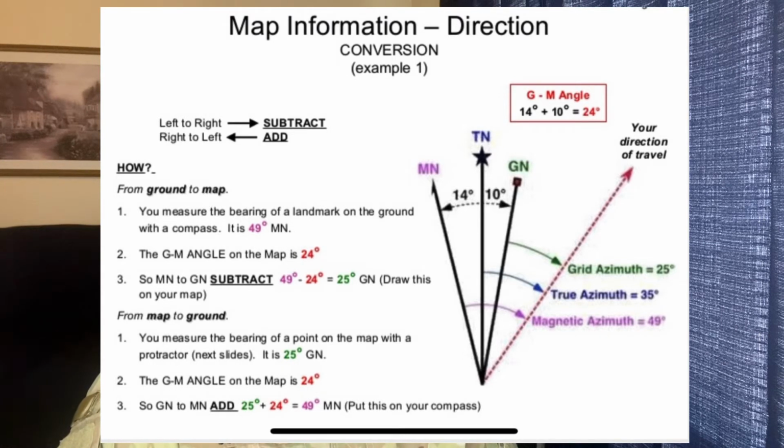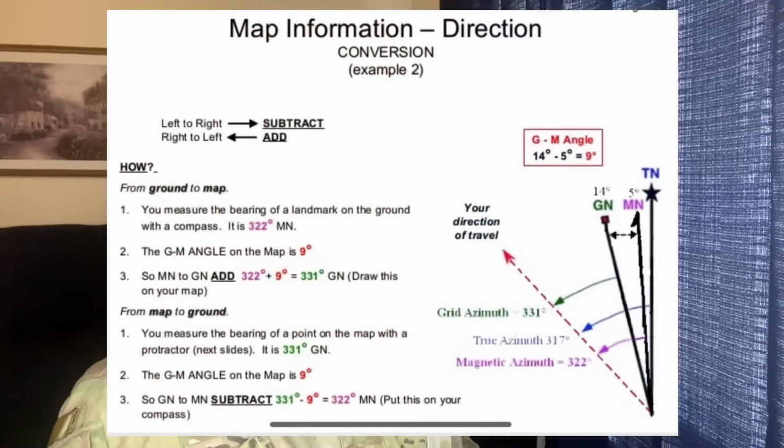So your GN to MN, you're going to add, because you're going right to left. You're using your grid north, meaning you're using your protractor on your map. You're going to then add it. So 25 plus 24 equals 49 MN. So you're going to put this on your compass. You're going to direct on your compass.